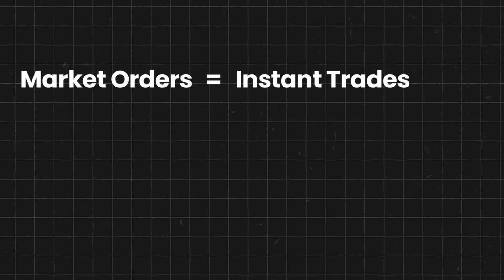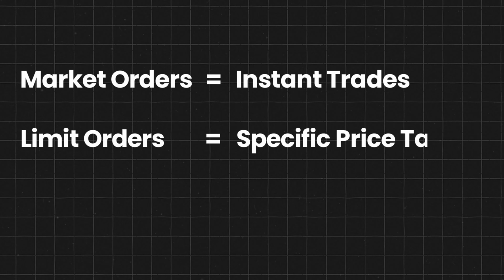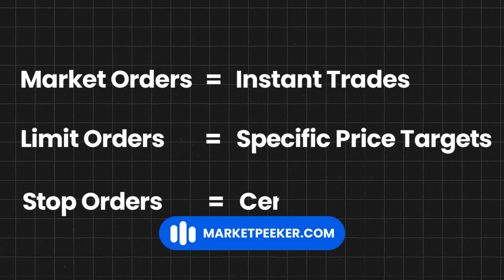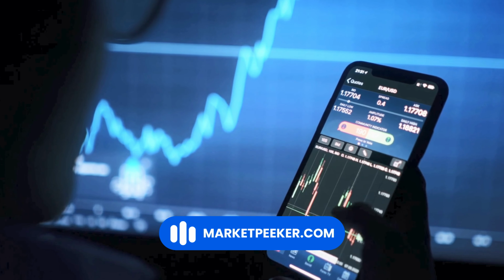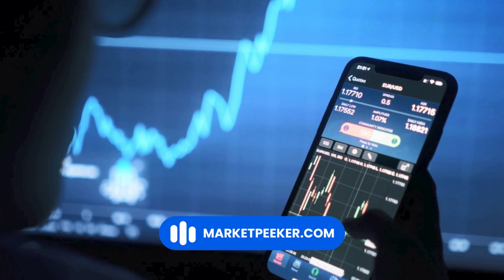In short, market orders are for instant trades, limit orders for specific price targets, and stop orders to trigger at a certain price. Each order type has its place, so choose the one that fits your strategy and market conditions.